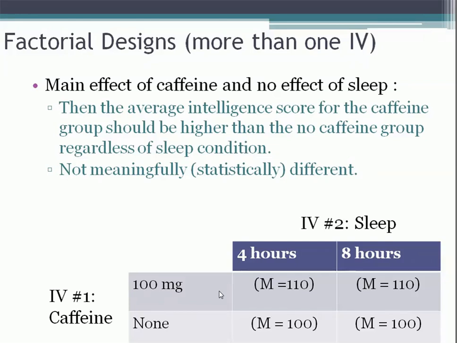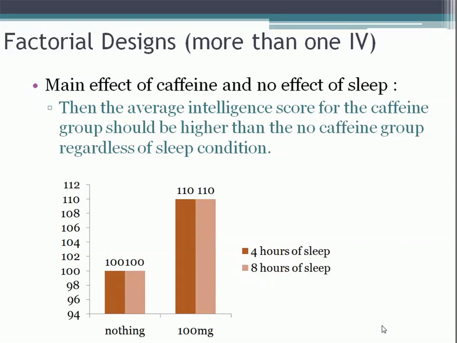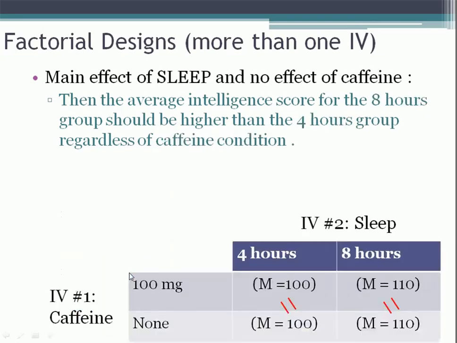So when you have a main effect of caffeine and no effect of sleep, we might have some means that look like this, right? In the 100 milligram group, they got 110 in both the 4 and 8 hours, and in the no caffeine group, they got 100 in both the 4 and 8 hours. So when we graph this out, and graphs are usually the best way to look at main effects and interactions, we can see that there's an effect of caffeine. People score higher when they get the caffeine, lower when they don't, and there really is no difference in the level of sleep. So this is a main effect of caffeine and no effect of sleep.